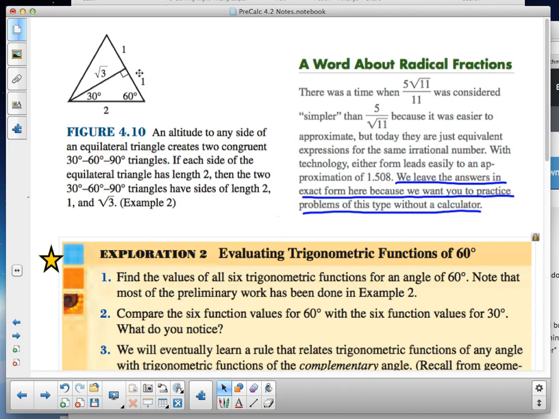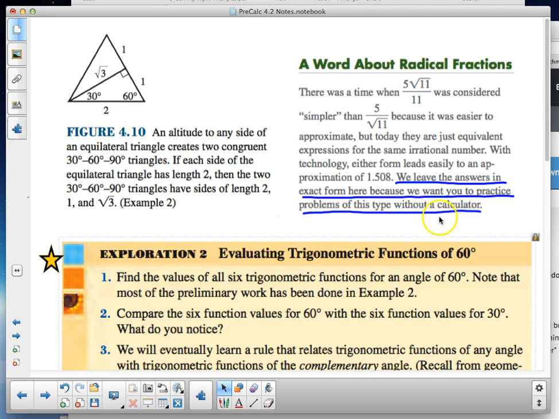Now a word about radical fractions. There was a time when 5 square root of 11 over 11 was considered simpler than 5 over the square root of 11 because it was easier to approximate. But today they are just equivalent expressions for the same irrational number. With technology, either form leads easily to an approximation of 1.508. We leave the answers in exact form here because we want you to practice problems of this type without a calculator. Being able to do it in exact form allows us to do easier calculations later as well if we need that value.